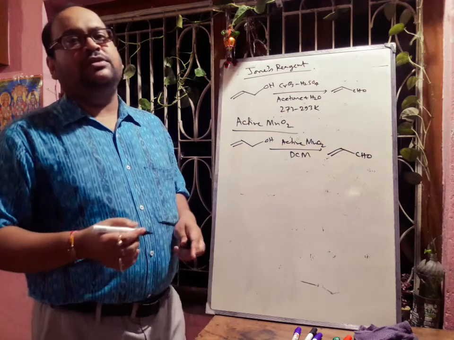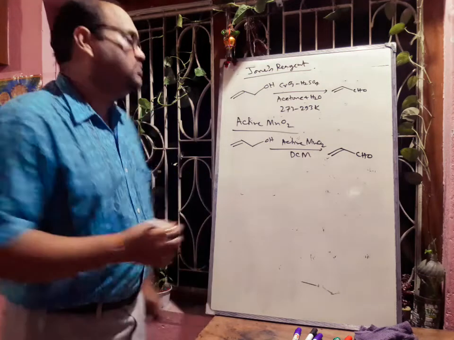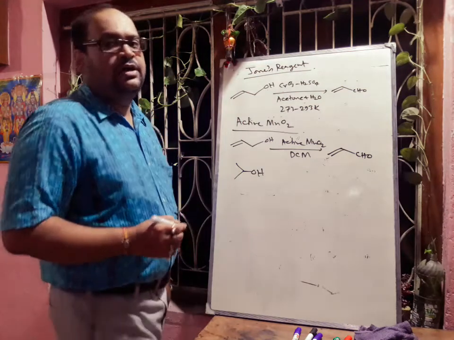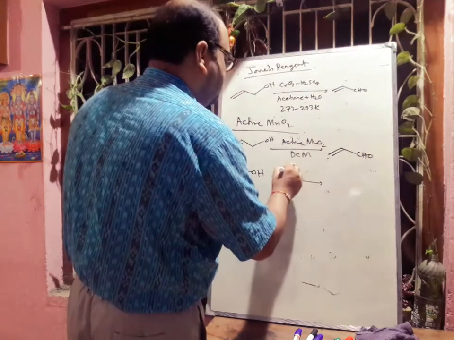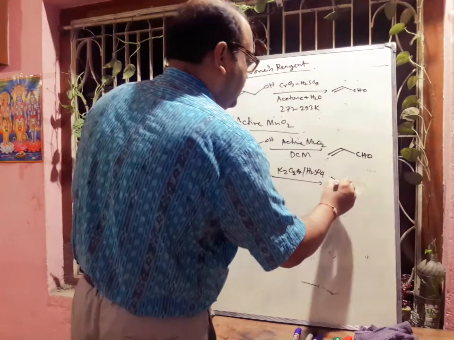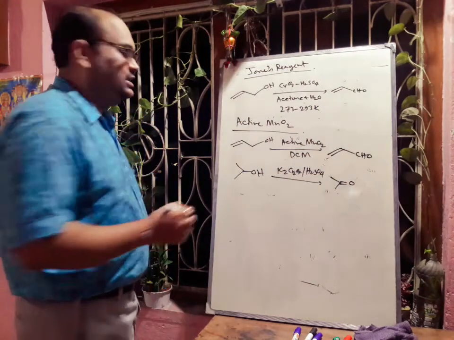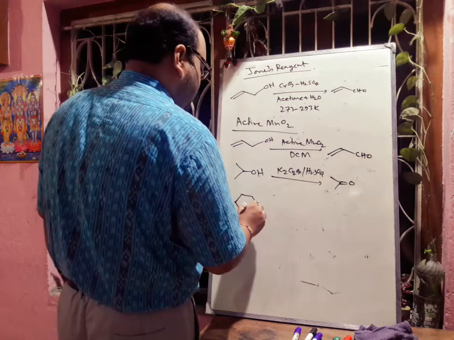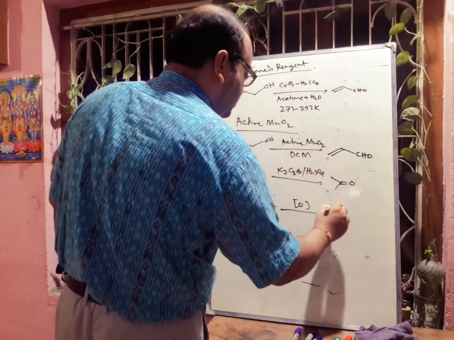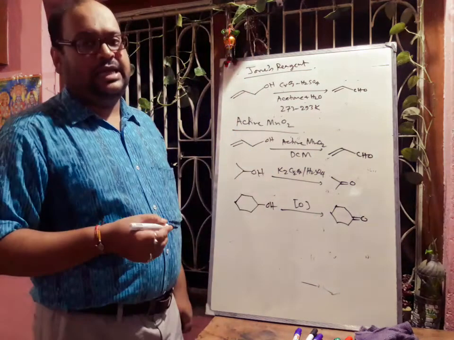Now ketones are prepared by the oxidation of secondary alcohol. So if we take a secondary alcohol and use potassium dichromate and sulfuric acid, here also you will get the corresponding ketone. If you take one cyclic structure, that means cyclohexanol, and use the same reagent, here also you will get the corresponding ketone, because these are secondary alcohols.